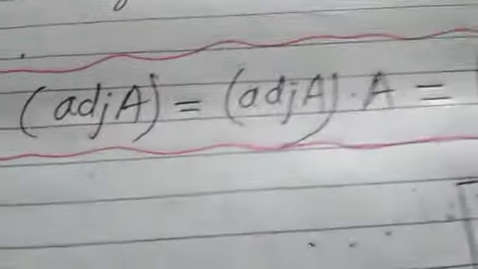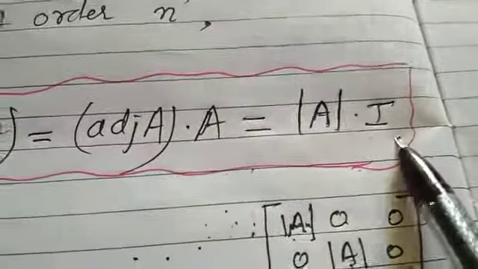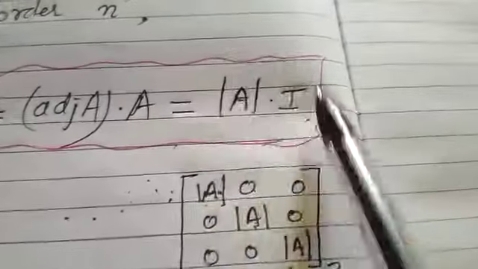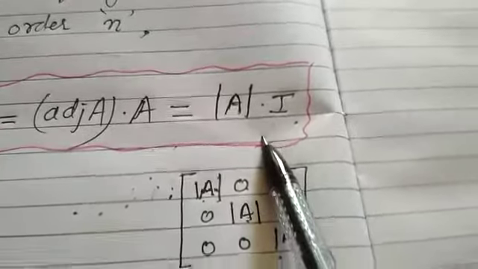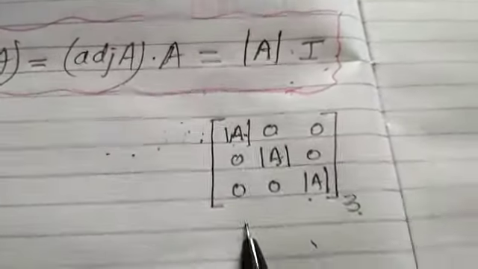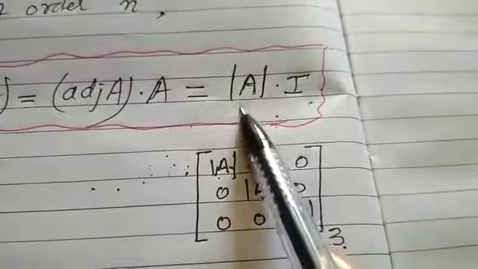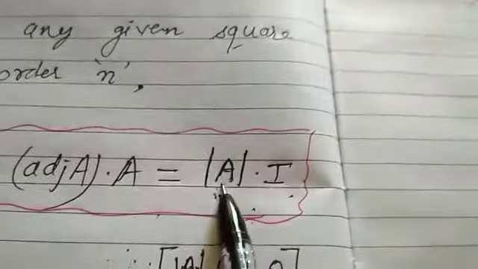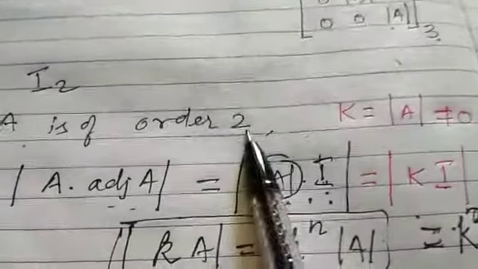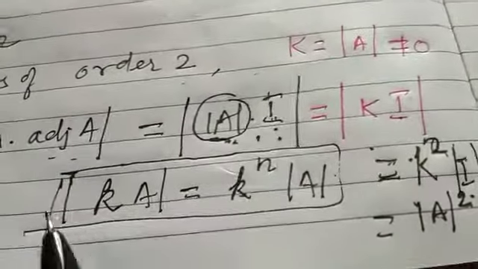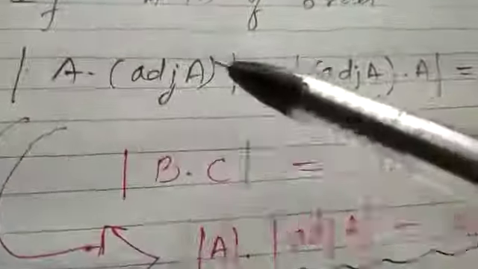First of all, we have studied A into adjoint of A is equal to adjoint of A into A is equal to determinant A times the identity matrix of corresponding order. And we have seen that this particular matrix is a scalar matrix whose diagonal elements are each determinant A. Then if A is of order 2, we have seen how it comes k times A, this result which we have already discussed.